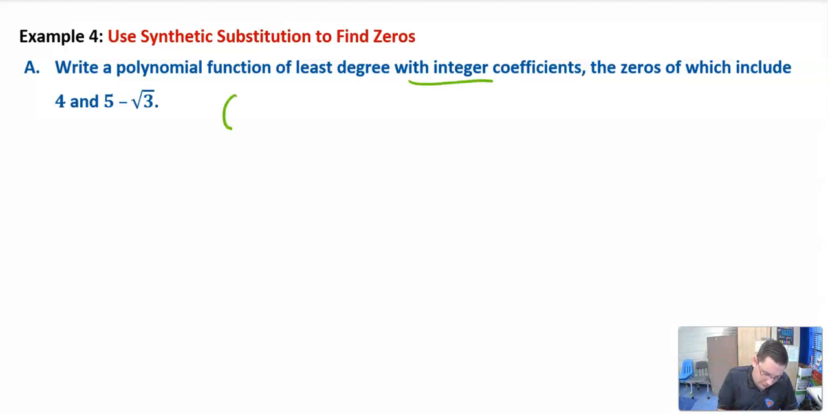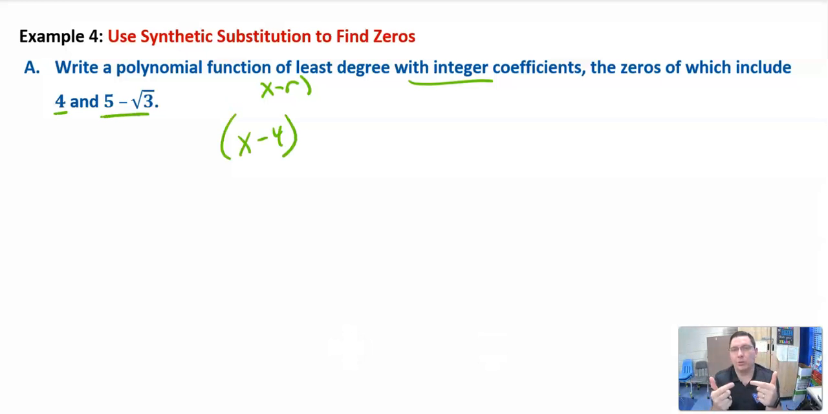Remember that each factor is x minus r, right? And so the first one is x minus 4. But then I've got this piece, and the two theorems that we just talked about, irrational roots and complex conjugates. This is an irrational root, so I'm going to get a pair. I'm going to get 5 minus the square root of 3, but I'm also going to add to my list 5 plus the square root of 3. That's the conjugate. When you see that sign change in front of the irrational or the imaginary term, that's the conjugate. And so I'm going to get x minus 5 minus root 3.